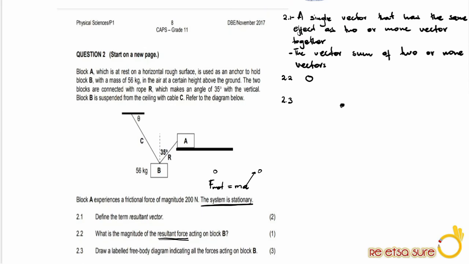So the first force that we come across here is Fg, which is our gravitational force. And then number 2, I have tension TR. And then number 3, I have TC.